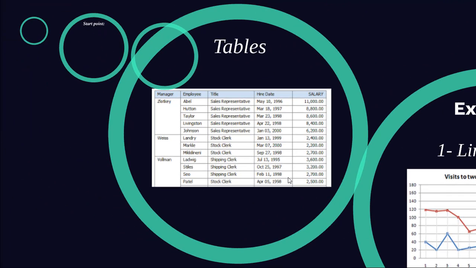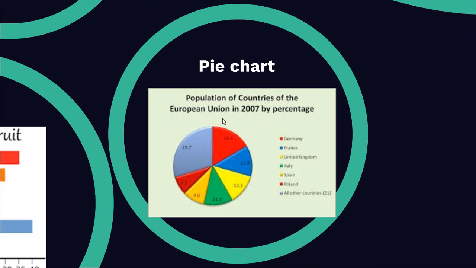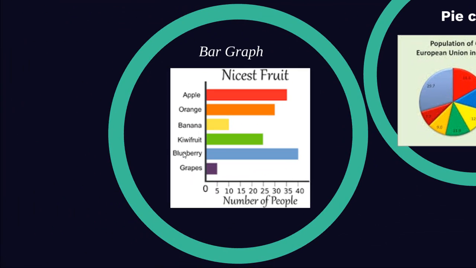One more example is tables. Tables, again, you see values that are distributed in a specific way. Pie charts. One thing you need to know about pie charts is that the overall is 100%. Pie charts always deal with percentages, so the overall sum will be 100%. And then bar graphs. Bar graphs, again, as you see, are bars with values, okay?